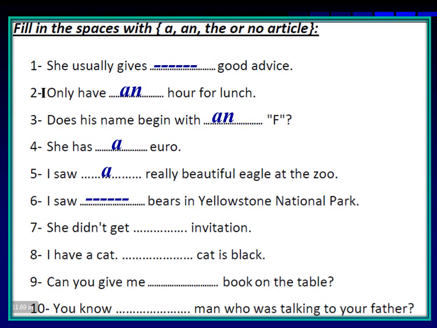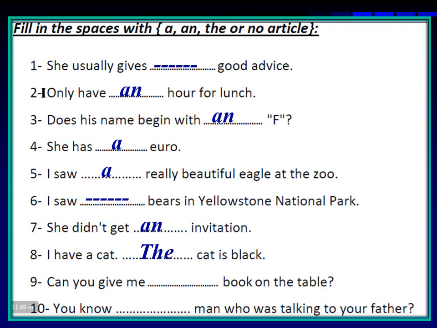7, she didn't get an invitation, because invitation starts with a vowel sound and it's singular, that's why we use an. 8. I have a cat, and this cat is black, so I repeated here the word cat. Okay, so the second word should be preceded by the.